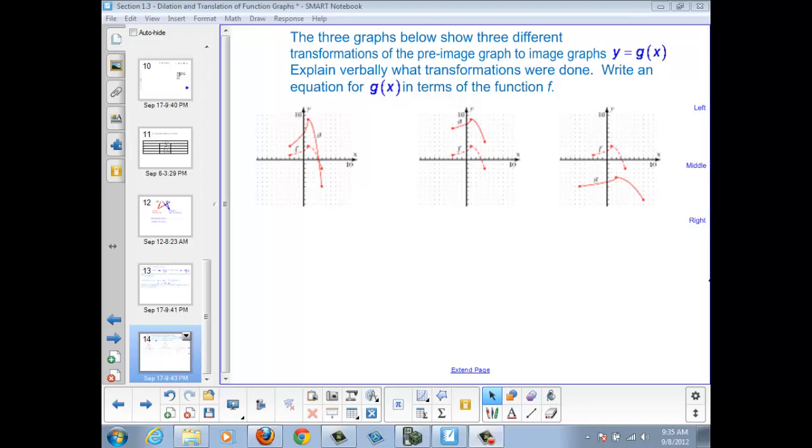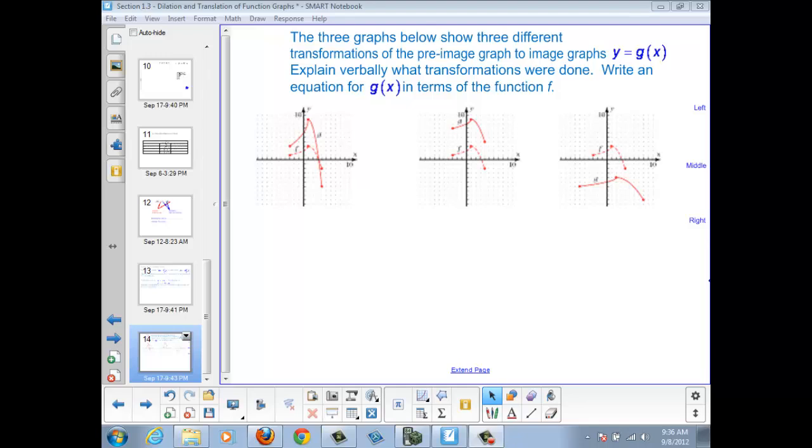Problems. Here we have three graphs showing three different transformations of our pre-image graph, which is the dashed line. We want to determine what transformations were done verbally and then write an equation for g of x in terms of the function f, our original graph.